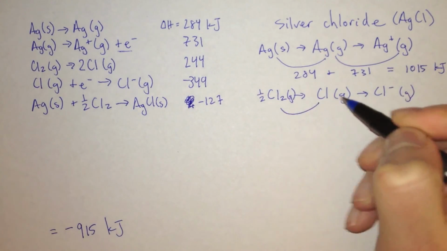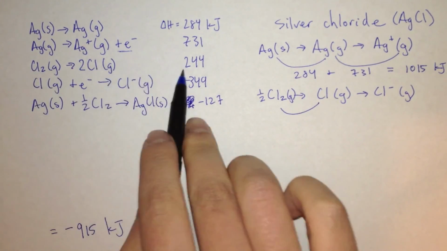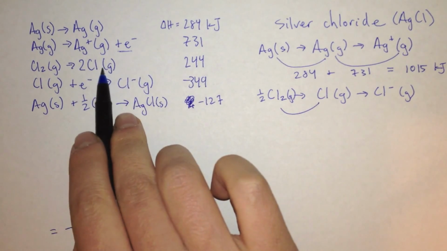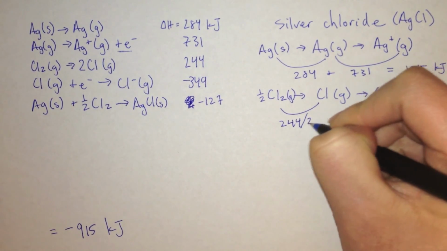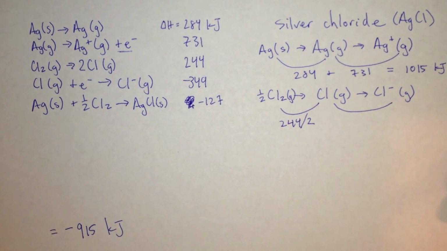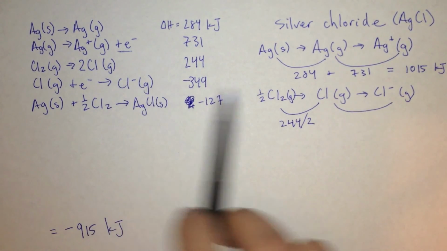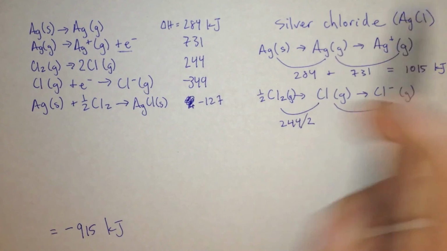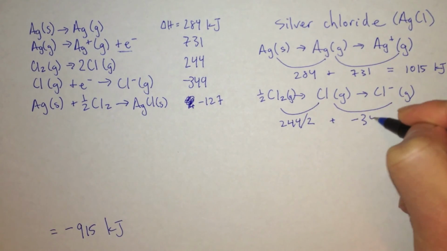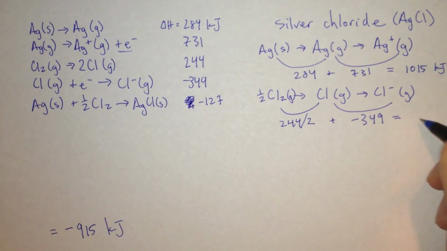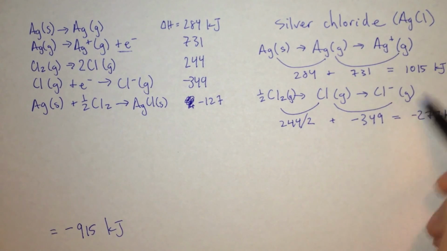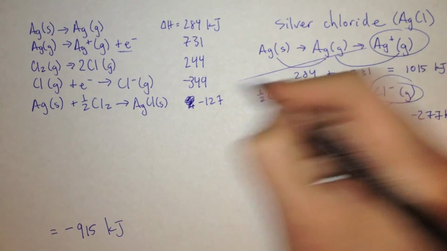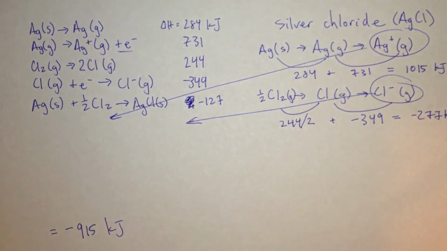Same thing with the chlorine, breaking up the diatomic bond. It's 244 if you want two chlorines at the end, but since we only want one, we're going to do 244 over 2. And from chlorine gas to a chlorine ion is this equation, which is negative 349. And the sum of those is negative 277 kilojoules. So now that we have the heats of formation for the silver ion and the chlorine ion, we can take these and we can write our equation for lattice energy.